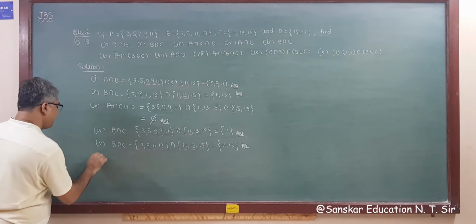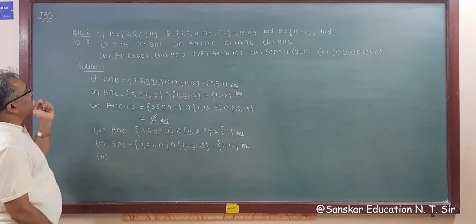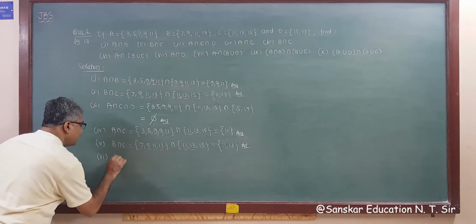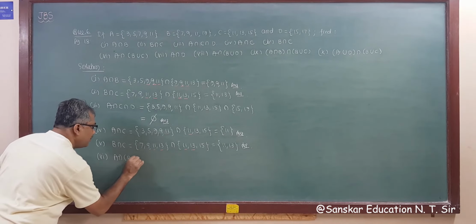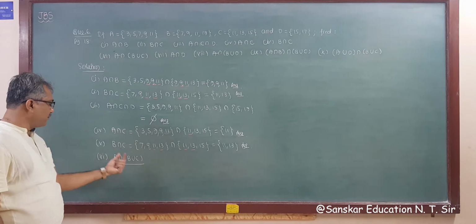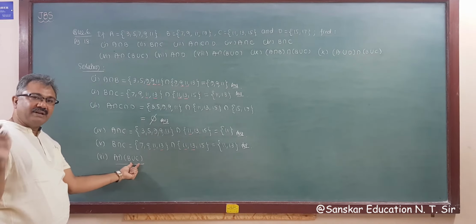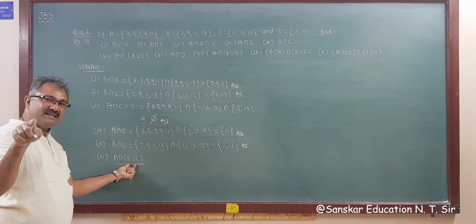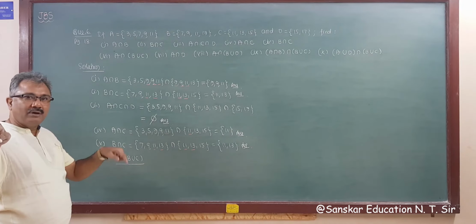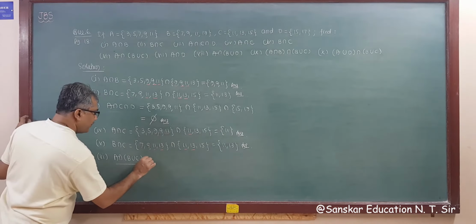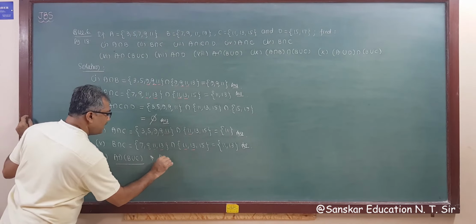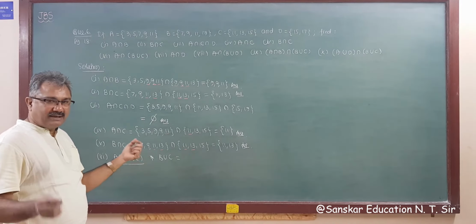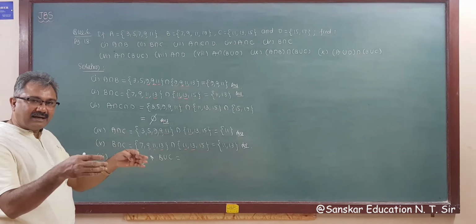Then question number 6. In question number 6, what do we have to find? A intersection B union C. For this, we first find B union C, and then we take the intersection of that with A, and that is your final answer, right? So first of all, we find B union C. You can write it directly here, because in a union you take all the elements of the sets.